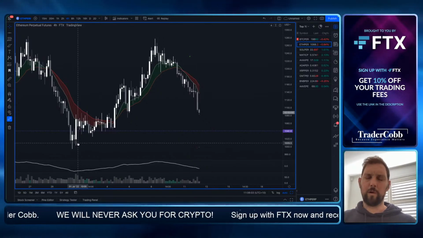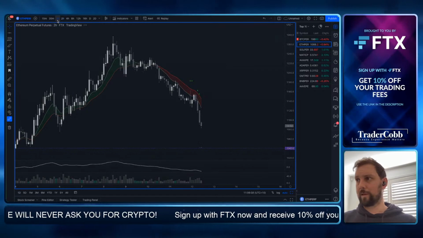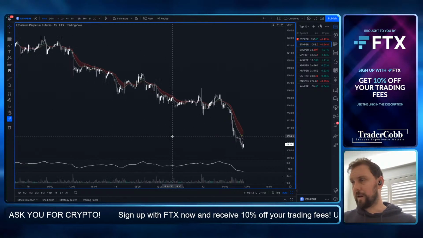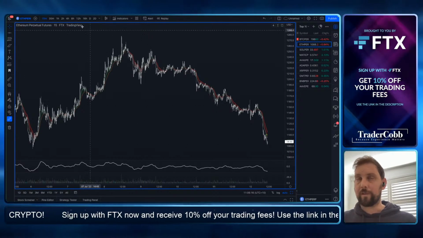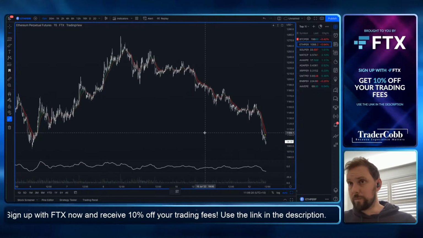It's been broken here on the 4, but on the daily it's very well respected. So I know where my daily level is. Go down to the 2, go down to the 1, go down to the 30. Now I'll go down to my trigger time frame. Okay, can I see any levels of resistance through here? Or any levels of resistance or support?